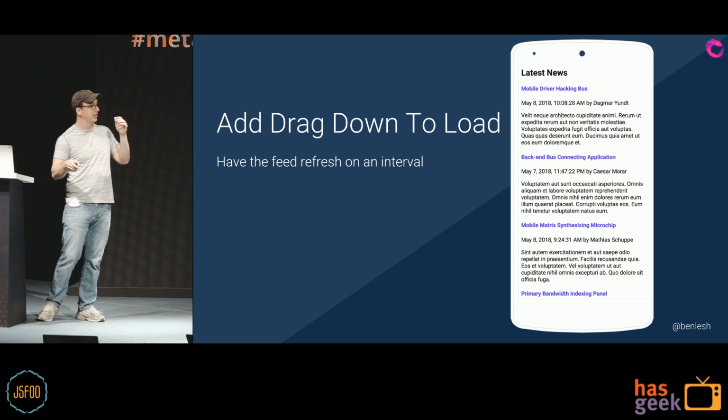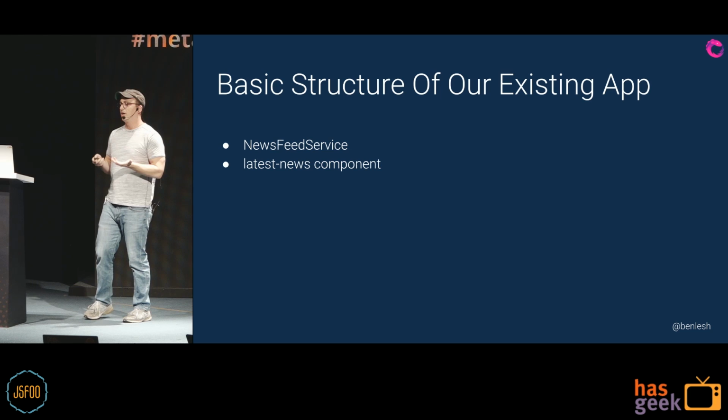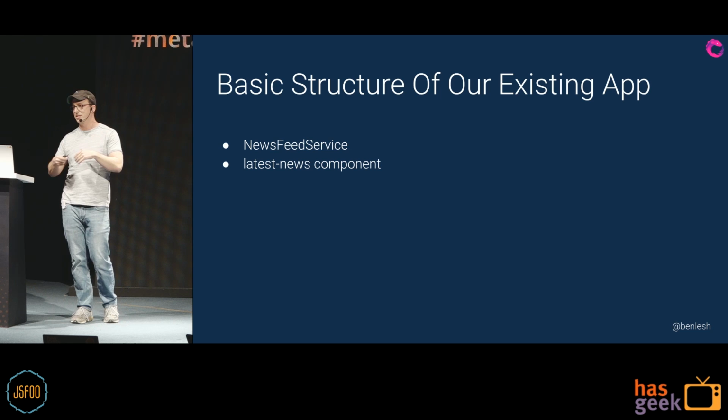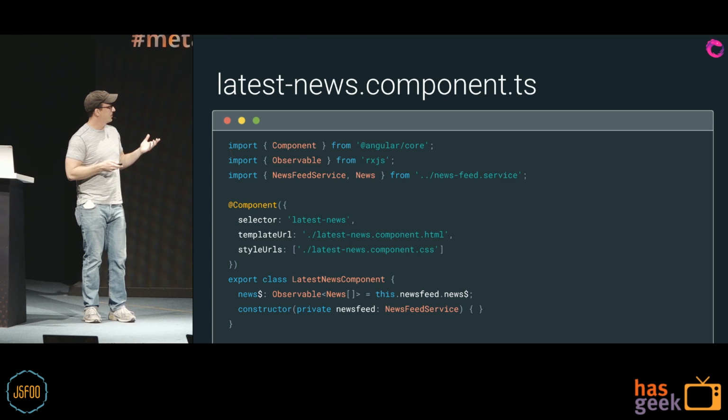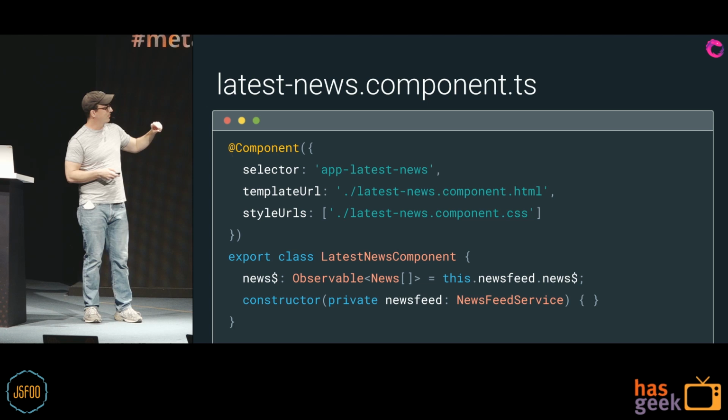So the basic structure of our existing app, there's really only two pieces. There's a newsfeed service, which is just a class that has an observable on it that gets data for us. And we have a latest news component, which is what's displaying the data. So the latest news component looks like this. I don't need all the imports up there, I'm going to focus on this. What I've got here is this property news$.